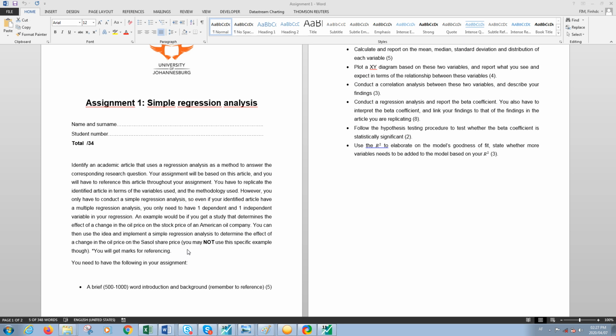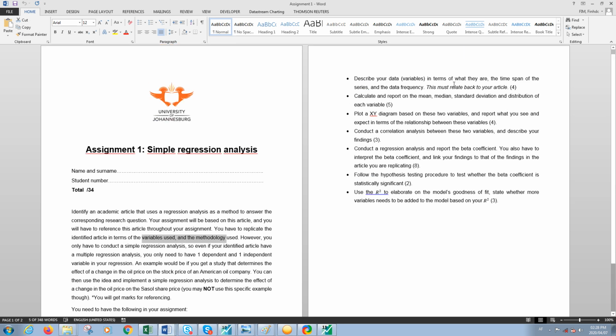Once again, proper referencing. Then give me a brief 500 to 1,000 word introduction and background. Remember to reference the background. What's the idea? So I'm doing the effect of oil on the Sasol share price, typically because Sasol is an oil producing company, and an oil price increase should have a positive effect on the Sasol share price. You can reference one or two papers that give you a similar finding, and so on and so forth. So you give a bit of a background of your study, what you are doing.